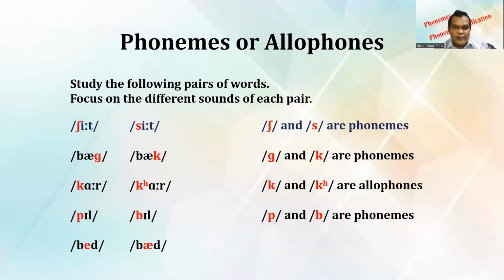The last one is bad and bad. What do you think? Do they have different meaning? Yes, okay, they have different meaning. Therefore, we can also conclude that a and a are phonemes in English. Why did I say in English? Because these examples are taken from English words. So we can conclude that in English, a and a are phonemes.